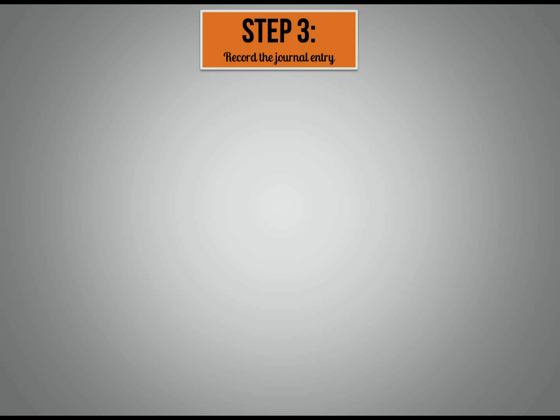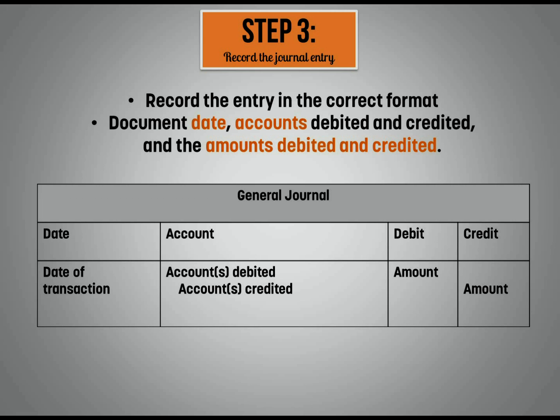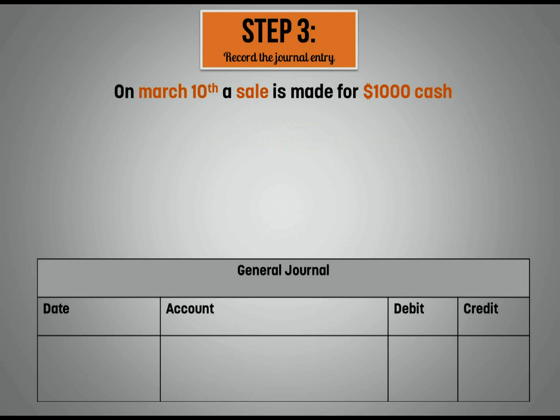Step 3. Record the journal entry. Record the entry in the correct journal table format to show date, accounts debited and credited, and amounts debited and credited, with an indent used on the credited rows. Expanding on the previous example, if on March the 10th a sale is made for the cash amount of $1,000, the date would be recorded as the date of the transaction.